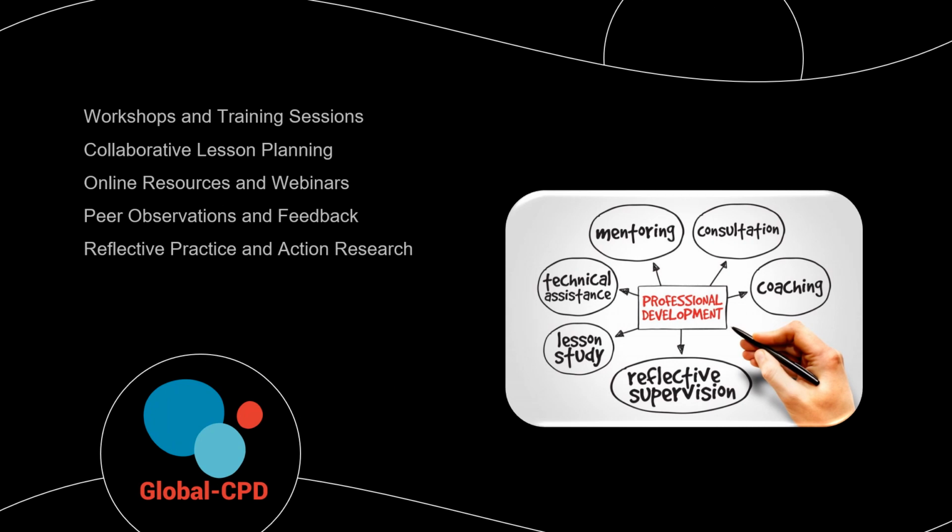Workshops and training sessions. Organize workshops and training sessions specifically designed for primary school English language teachers. These sessions can focus on topics such as child language development, age-appropriate instructional strategies, engaging activities, and classroom management techniques. Invite experienced educators or specialists in primary education to conduct these sessions.